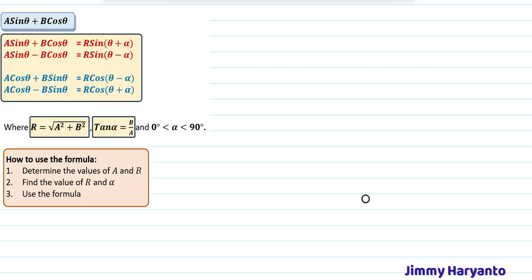So how to use the formula? First, you have to determine the values of a and b. That means you have to rewrite the expressions correctly, and then after that you can find the value of r and also alpha using the formula.